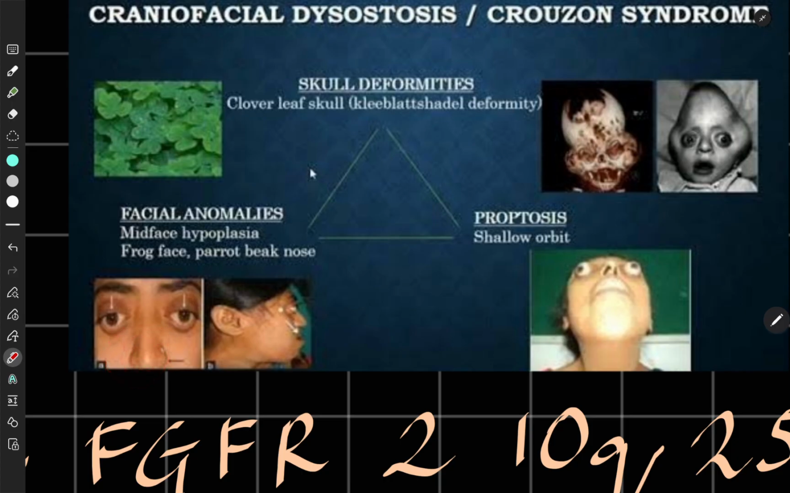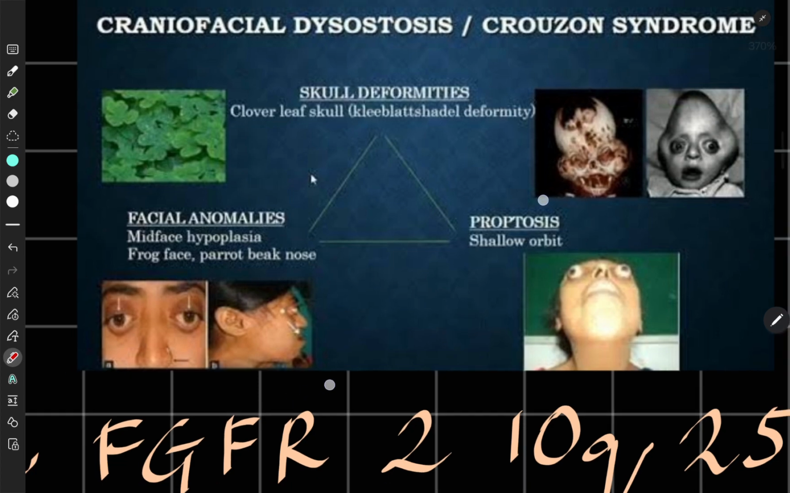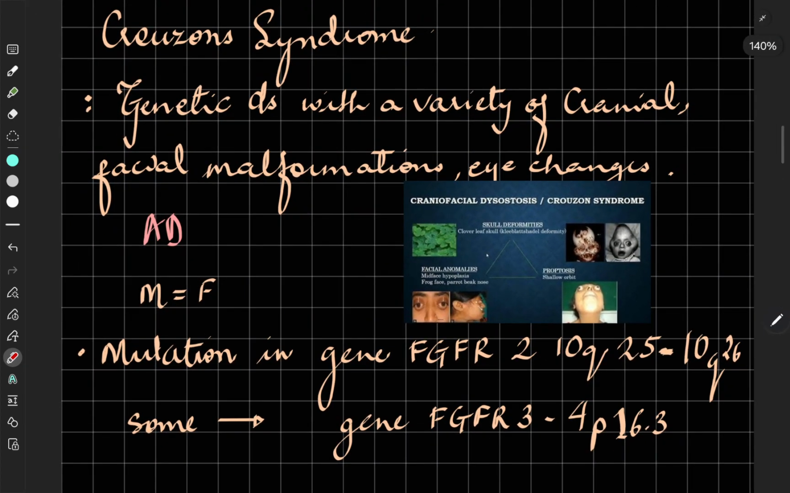There is very less growth of the mid-face, and there will be pseudoprognathism. I will cover all of these one by one. There will be frog face and parrot beak nose. You can see this nose, it appears to be a parrot beak nose. Now these are the triad. You always remember the triad when you have Crouzon syndrome as a question.